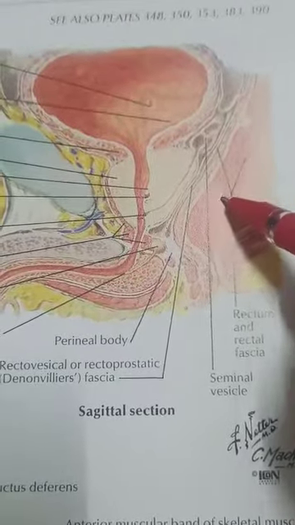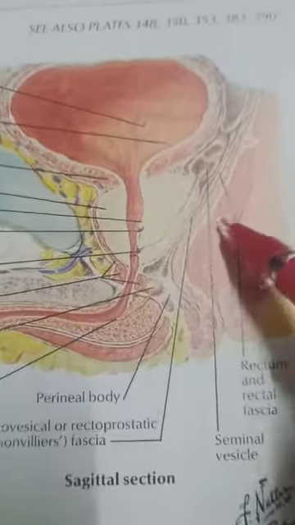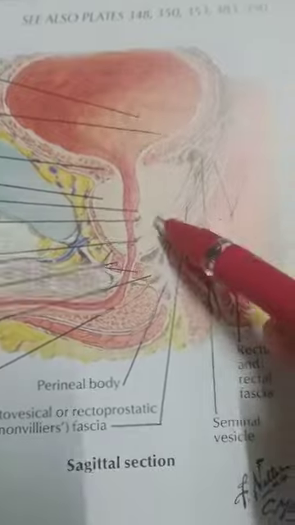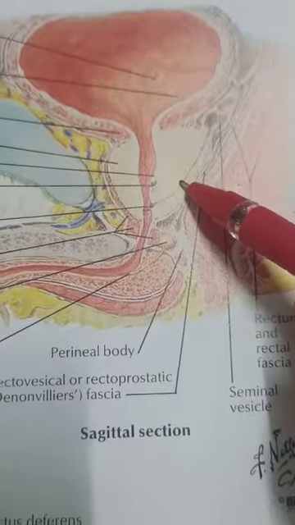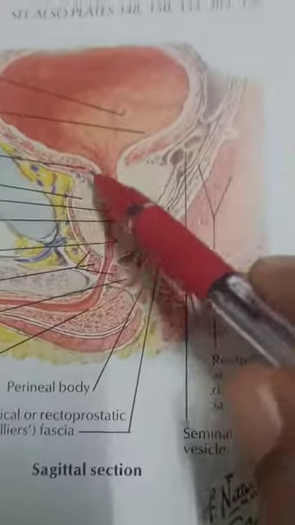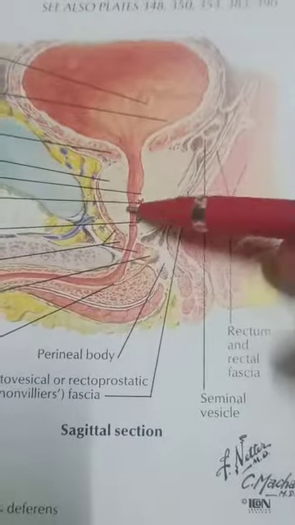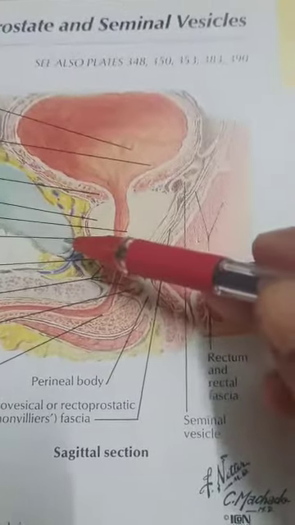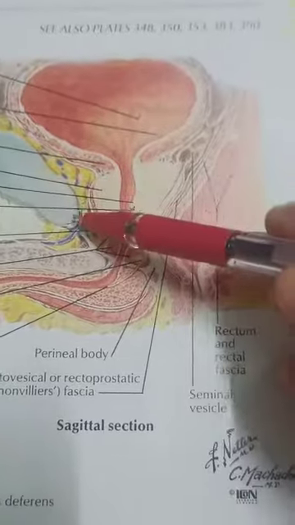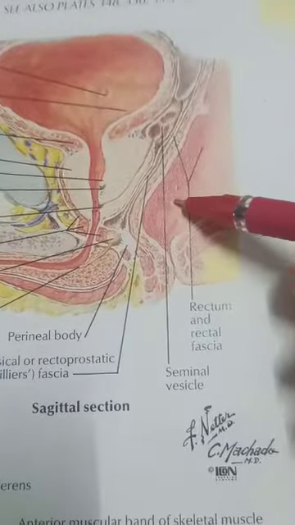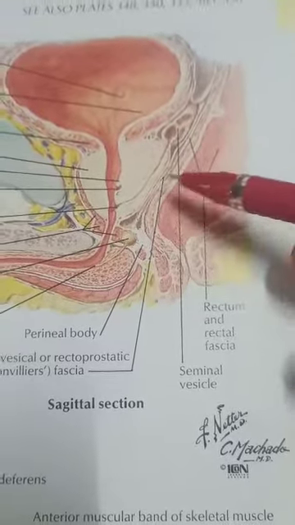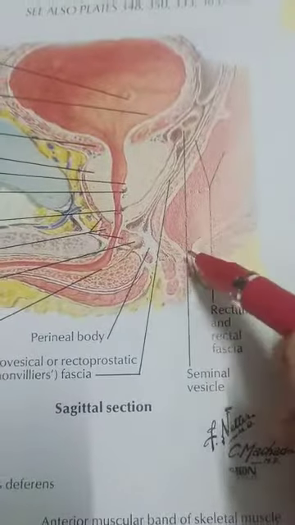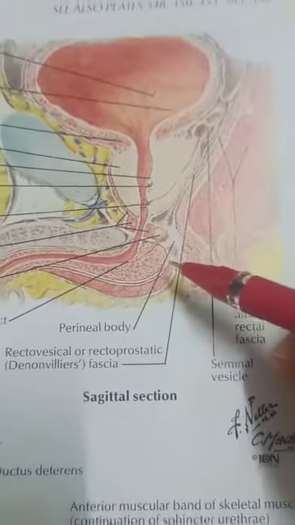So it lies posterior, in front of the rectum. So that is the location. This is the prostate gland, lying below the neck of the urinary bladder, posterior to the lower part of the pubic symphysis, then anterior to the rectum. So anteriorly we can see the pubic symphysis, posteriorly we can see the rectum. That is the location.